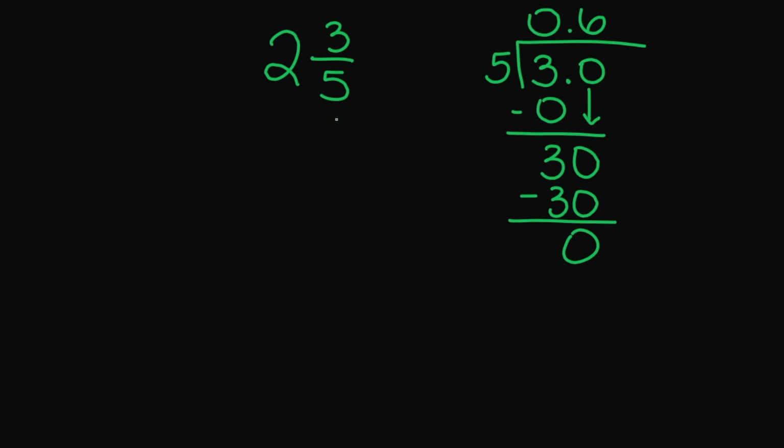So we already said 3 over 5 equals 0.6. However, I'm going to add my 2, my whole number, to the decimal. So your final answer is going to be 2.6.